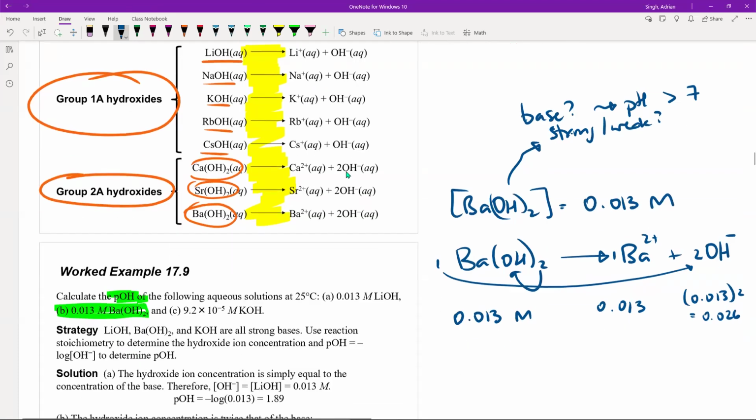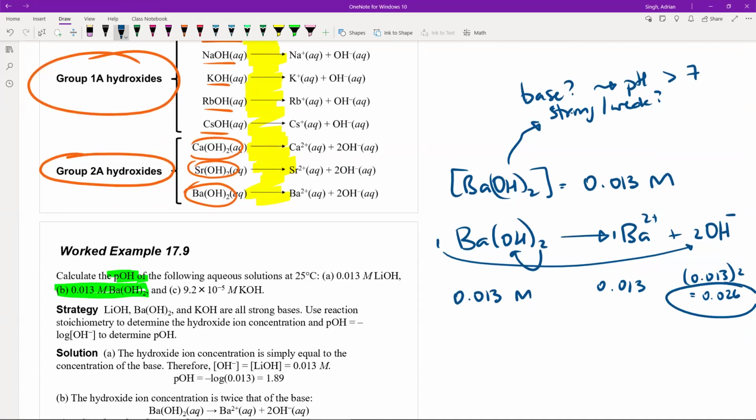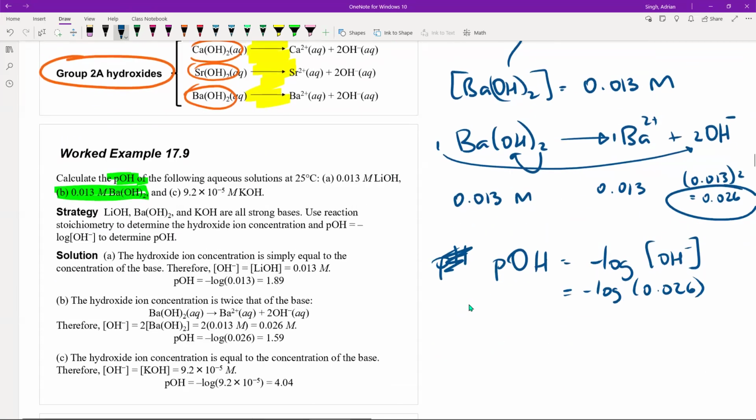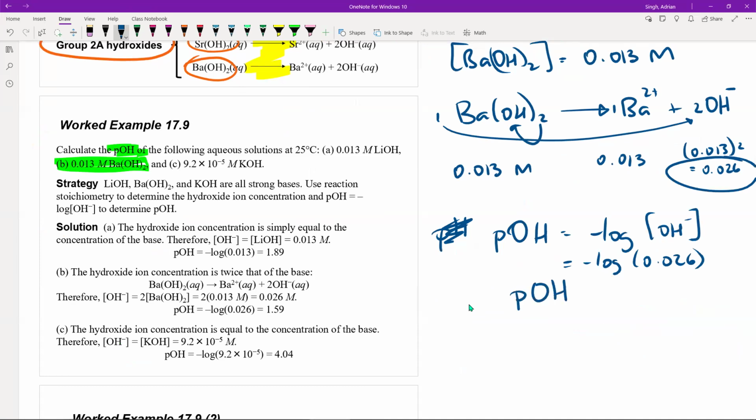Okay, so once we have the concentration of the species in question, we can now calculate the pOH. The pOH would be the negative log of the hydroxide concentration. So that would be negative log of 0.026. Stick that in your calculator. You end up with a pOH of 1.59. If we take this one step further and want to find the pH, this would be equal to 14.00 minus 1.59, and that would be 12.41.